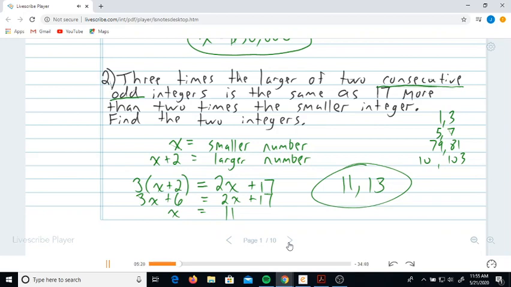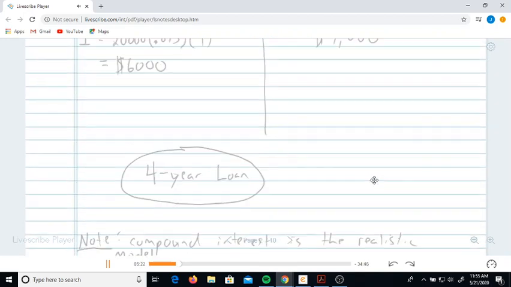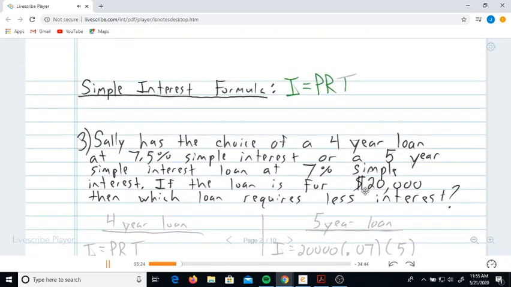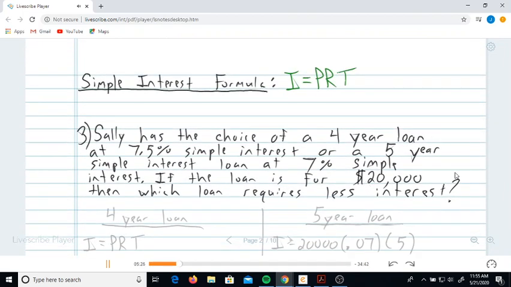So here we have a simple interest formula, I equals P R T. This is where I represents interest, P is principal, R is the simple interest rate, and T is time in years. So we're looking at number 3.